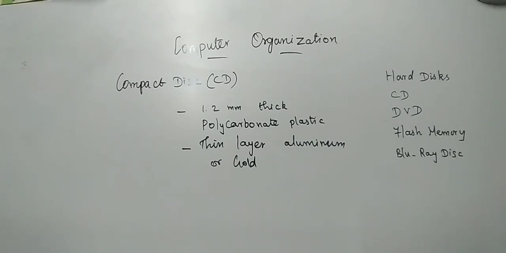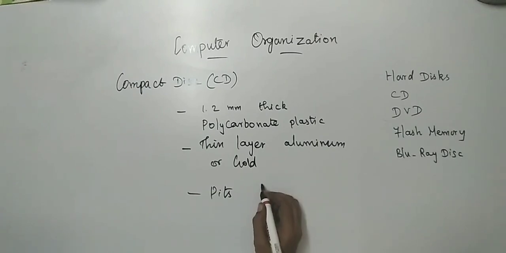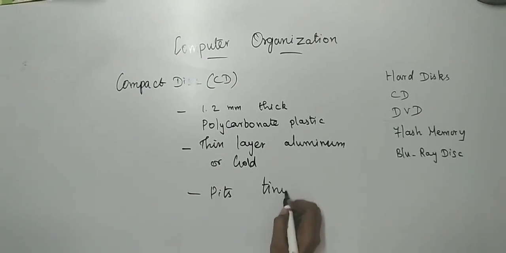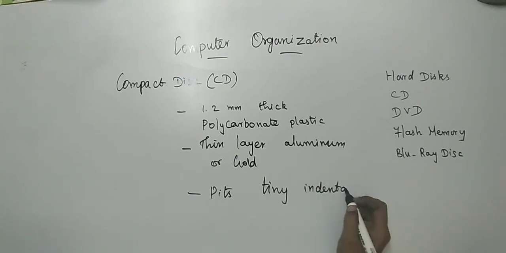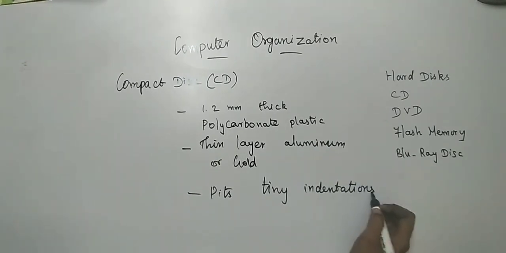So here is how the information or data is stored on the disk, that is your CD. It is stored as tiny indentations called pits. The pits are nothing but tiny indentations. Similar to a dot, each and every piece of information is stored on the compact disk.